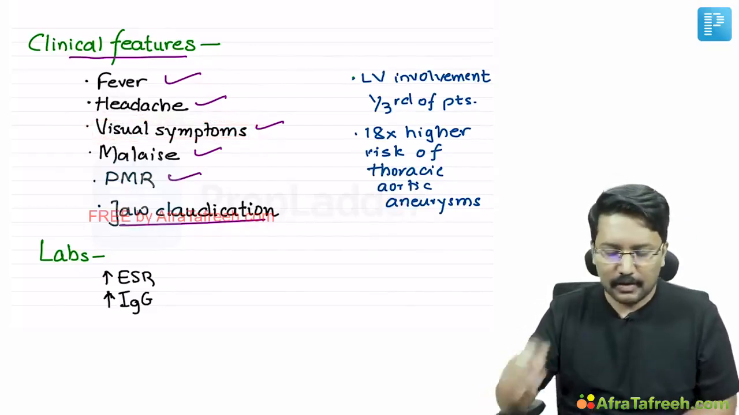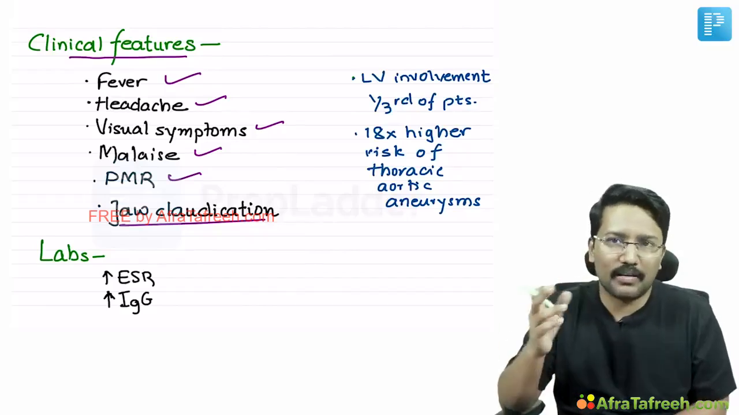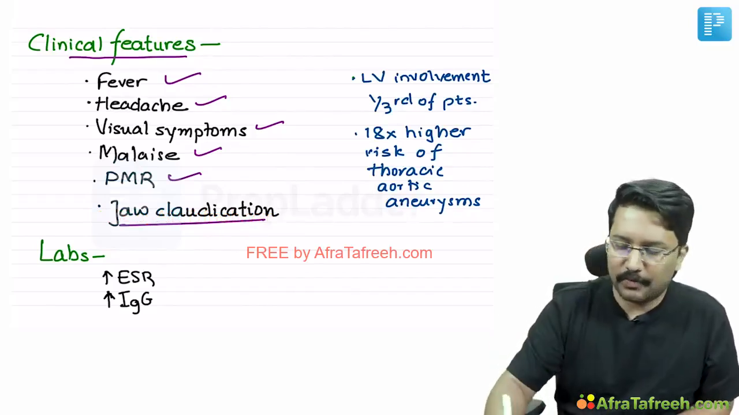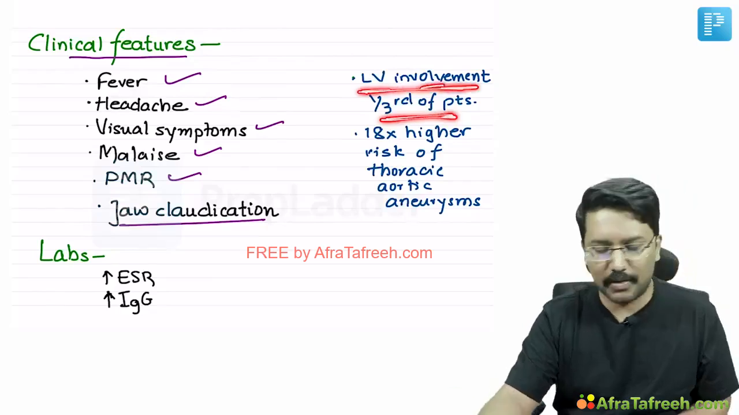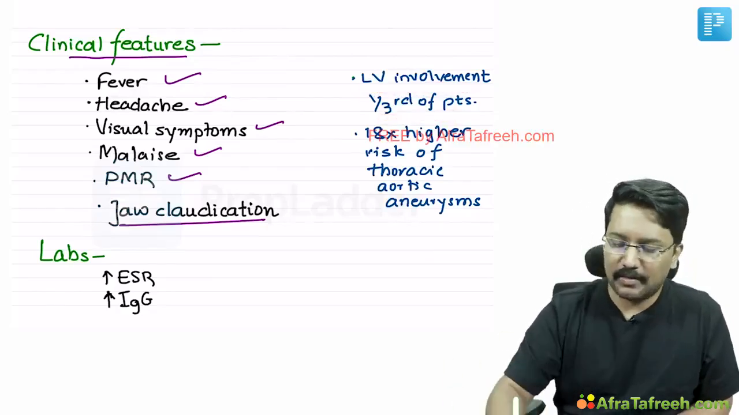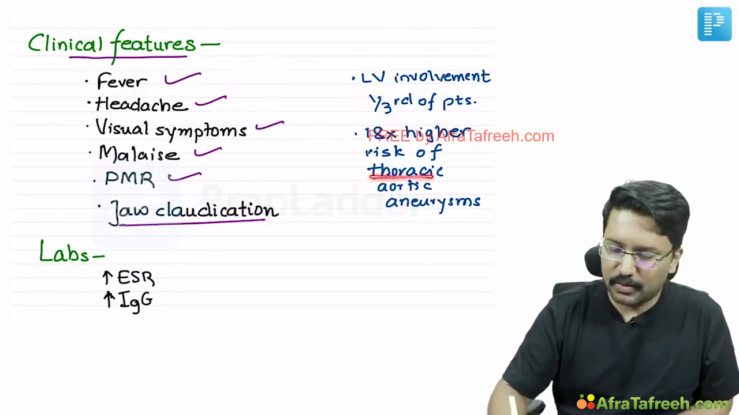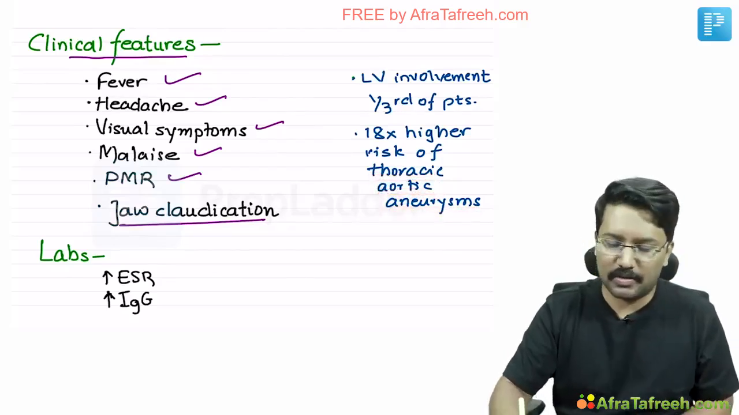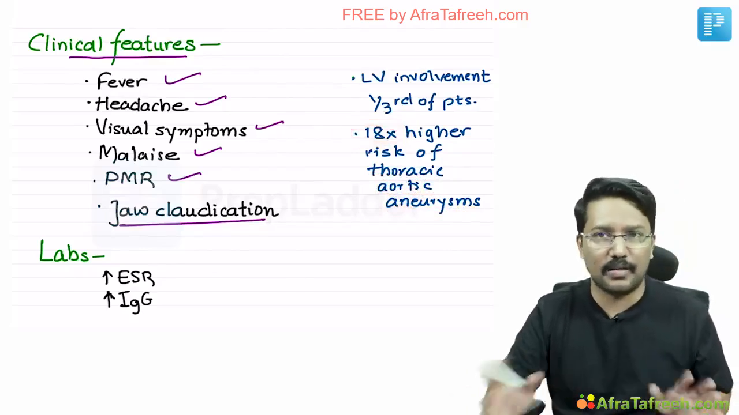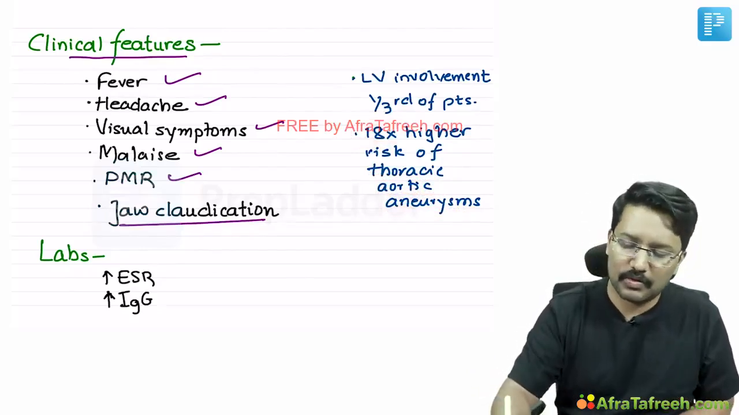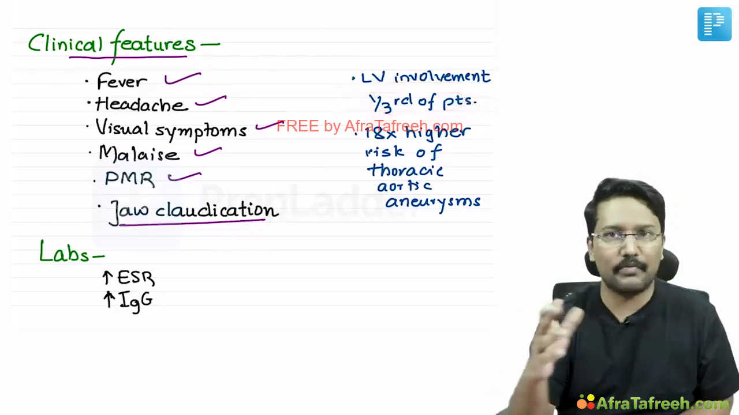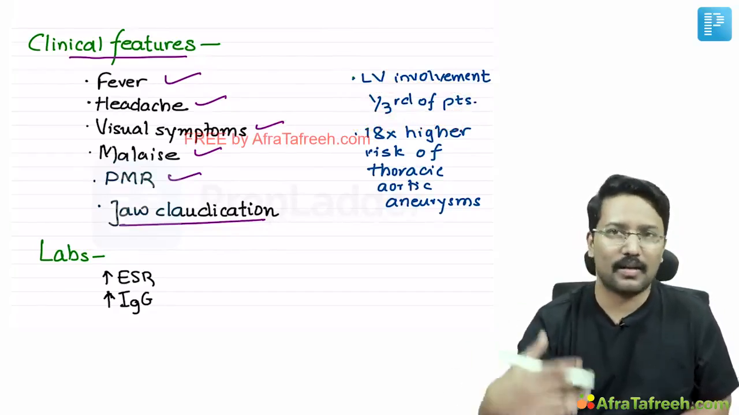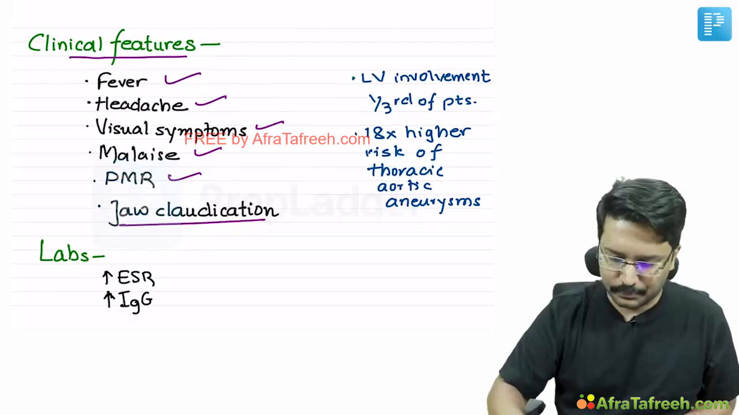Other than that, I also want you to note that all these manifestations are secondary to involvement of the temporal artery and the carotid artery and its branches. But one third of the patients also have large vessel involvement. In such cases, they have a very high risk of developing thoracic aortic aneurysms. I'm not talking about abdominal, I'm not talking about ascending. Thoracic aortic aneurysm, and the risk Harrison mentions is 18 times that of the general population. So we have to remember this point, because 33% of patients can have involvement of the aorta, mainly the thoracic aorta, and those aneurysms have a tendency to rupture and cause complications.